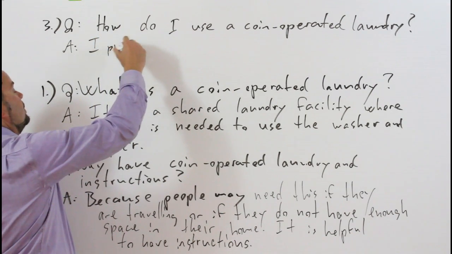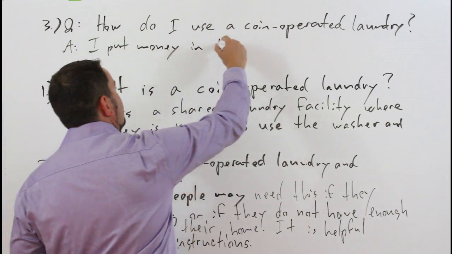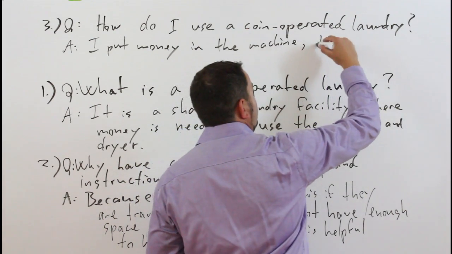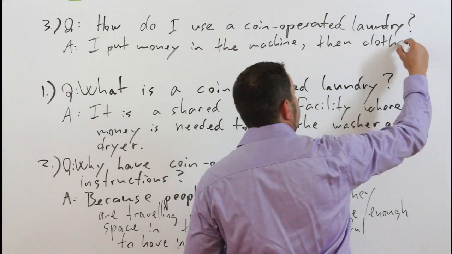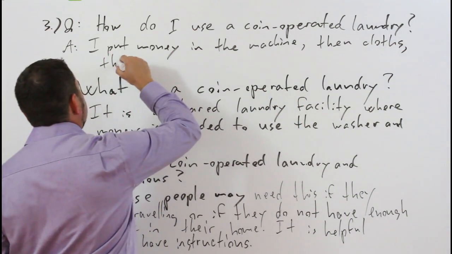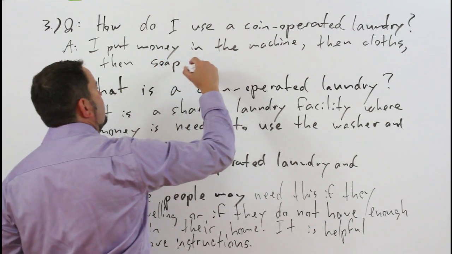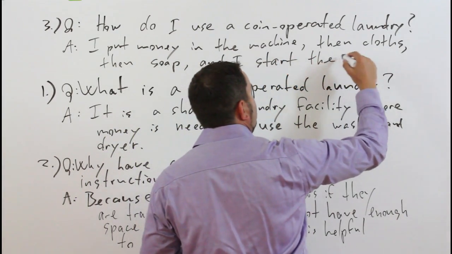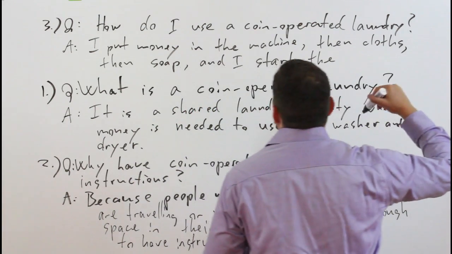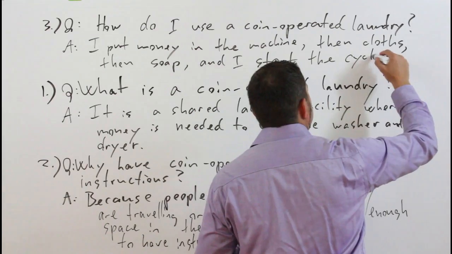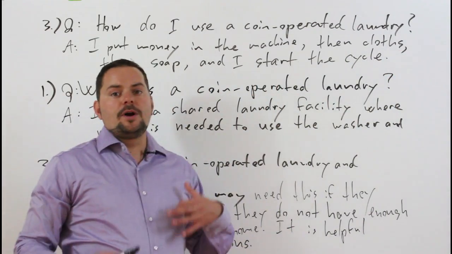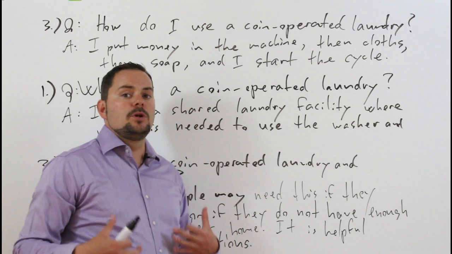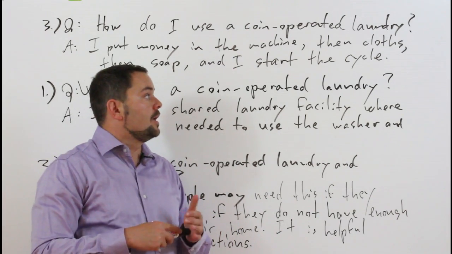I put money in the machine, then clothes, then soap, and I start the machine or the cycle. Okay, so that's quite a simple description of the steps required, but again, this will surely help me to understand what I'm going to read.